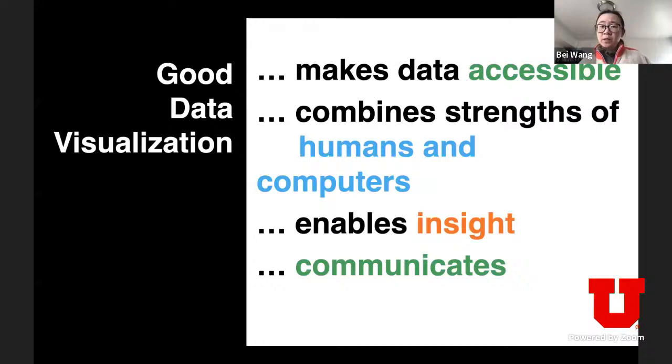When we talk about visualization, we are going to sort of quantify the quality of visualization. What we consider good data visualization will touch on several aspects. Number one is that the visualization makes data more accessible for people to understand. It also typically combines the strengths of humans and computers to enable the discovery of insights and also to enable communication of information.